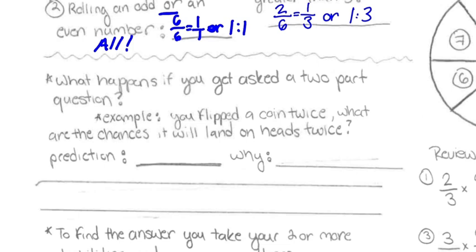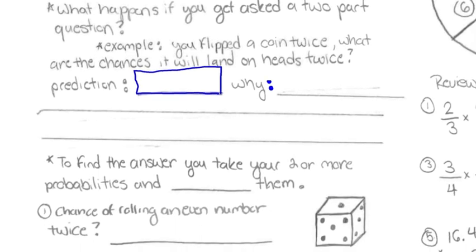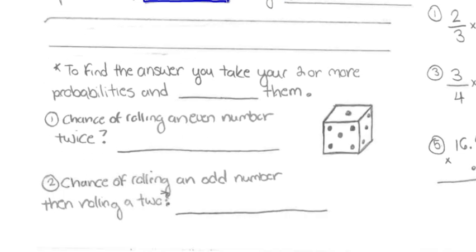Now the next thing, where it gets a little bit trickier, is what happens if there's a 2-part question. I want you to pause the video, write your prediction on what you think will happen and why you think that. Now that you're back, let's talk about what actually happens. To find it, all you have to do is multiply the 2 options. So let's work some example problems.